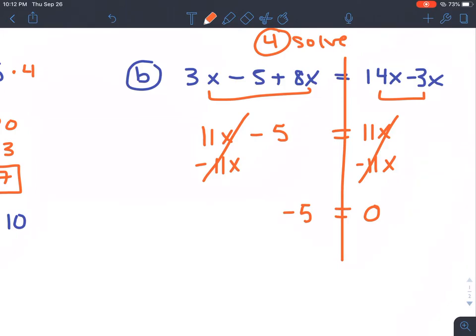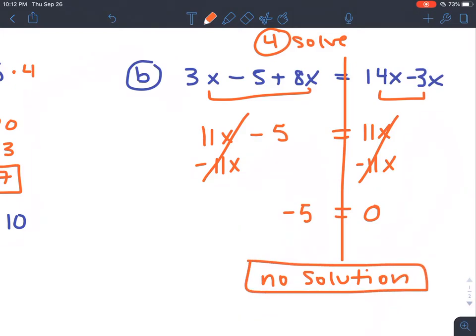Is it always true? Is it never true? Well, in my experience and the experience of the rest of the universe, negative 5 does not ever equal 0. So since it's never true, the answer is no solution. So that's a special case. Again, those can kind of creep up out of nowhere, so you have to be aware of them.